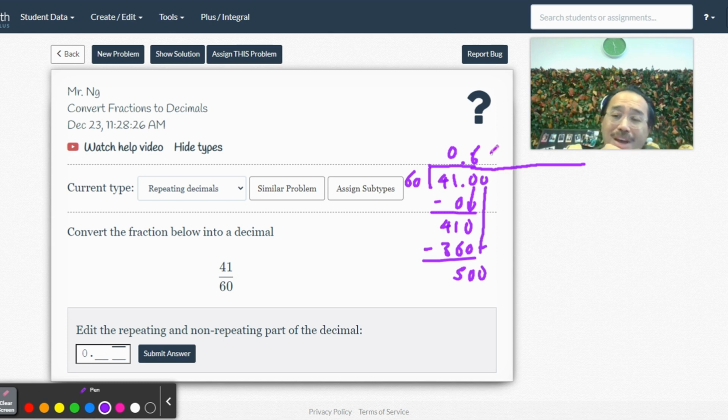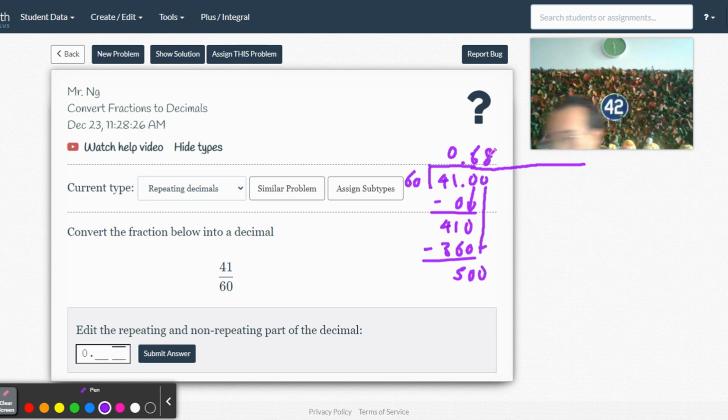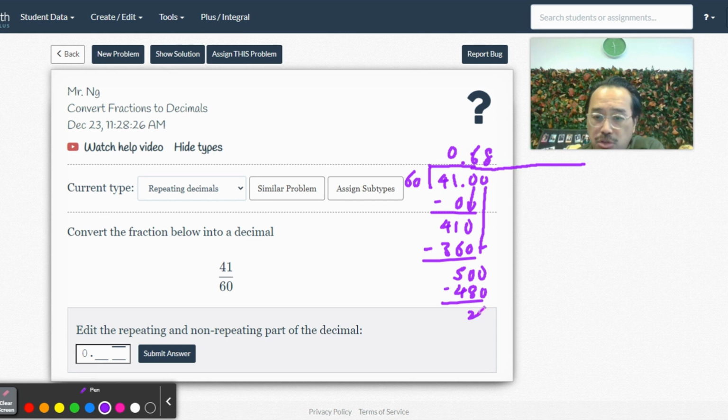60 going into 500, how many times? 6 times 7 is 42. 6 times 8 is 48. So 8. Hold on, the lights just went off. So 8 times 6 is 48. So 480. That's 20. Add a 0. Like that, right? 60 going into 200, how many times? 3, right? 3 times 6 is 18.